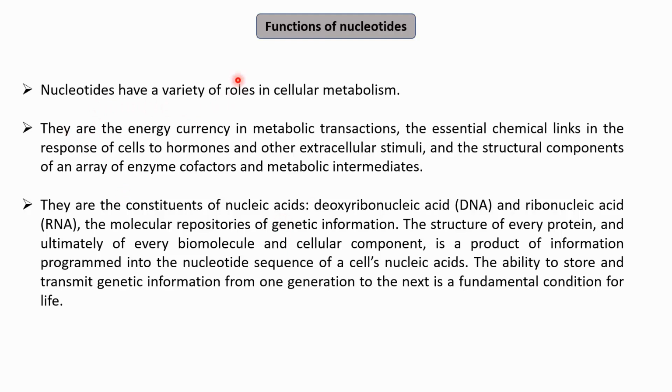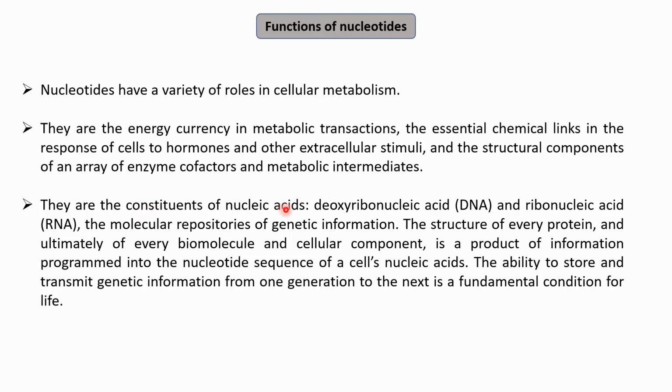They have a variety of roles in the cellular metabolism. They are the energy currency in metabolic transactions, the essential chemical links in response of cells to hormones and other extracellular stimuli, and they are the structural components of an array of enzyme cofactors. For example, we will learn like NAD, NADP. These are the various cofactors, which are basically made up of the nucleotides, like flavin adenine dinucleotide, etc. And they also function as metabolic intermediates.